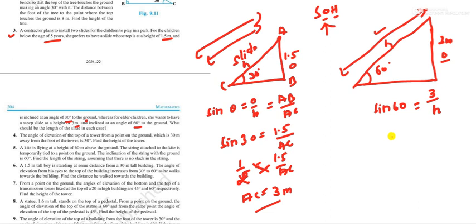0, 1 by 2, 1 by root 2, root 3 by 2, correct? Which is equal to 3H. Do the cross multiplication. Root 3 into H is equal to 3 into 2, which is 6. So H is 6 by root 3. Again you are getting root 3 in the denominator.